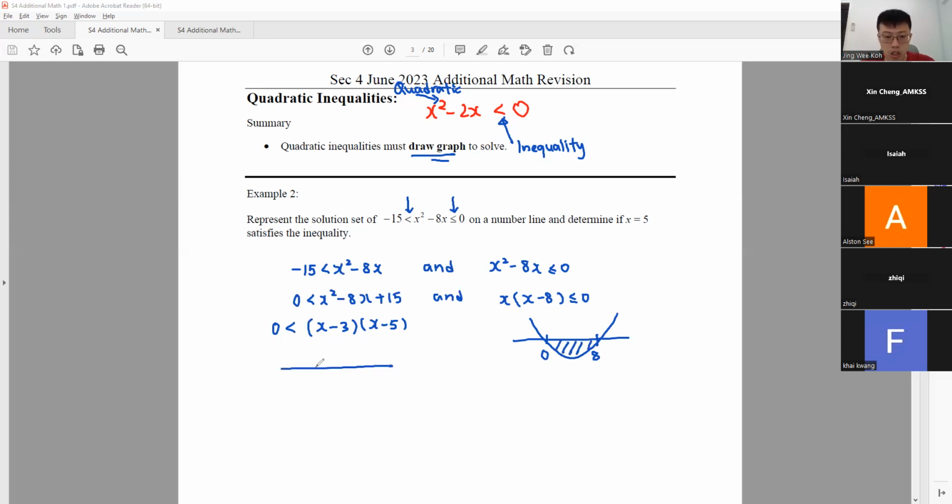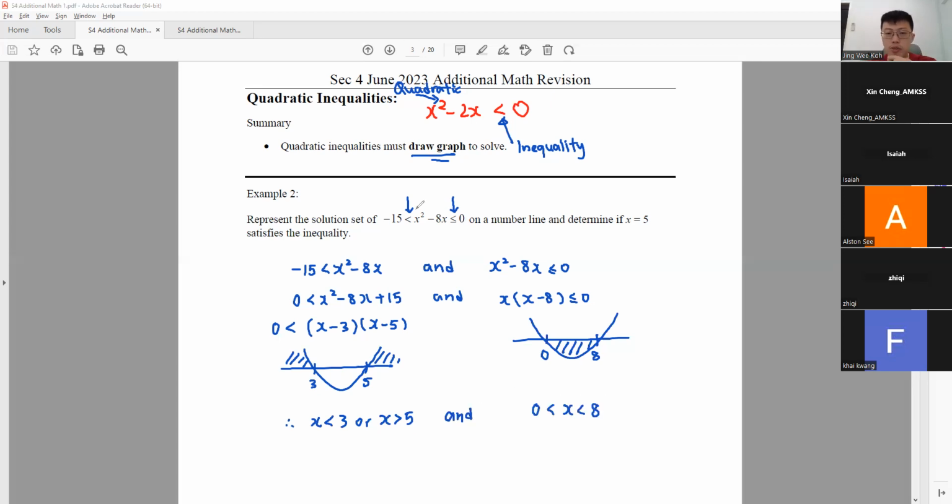For this, the 2 points are 3 and 5. Again, it's a smiling face because it's positive x squared. However, this one we choose the more than 0 one. Imagine this is your x-axis, more than 0. Your y value more than 0 means it's above the x-axis. So these are the regions that we choose. For this part, my answer will be x is less than 3 or x is more than 5. And x is between 0 and 8.